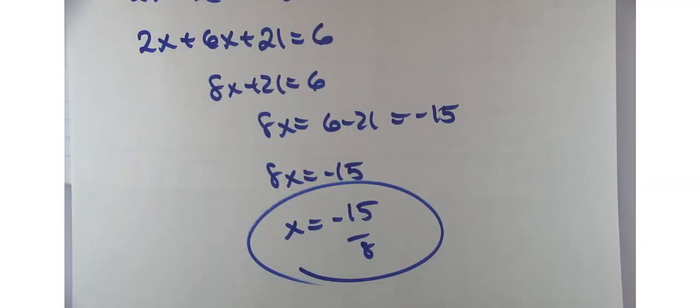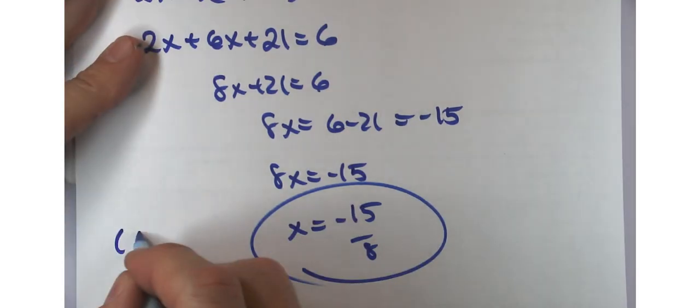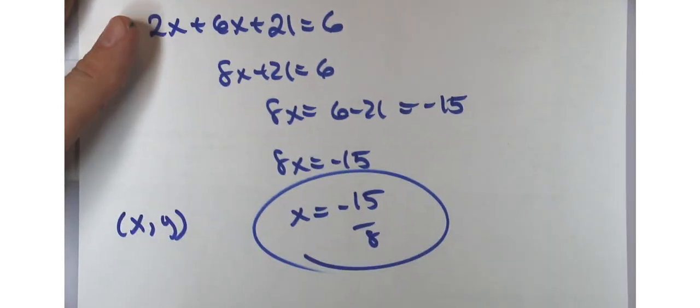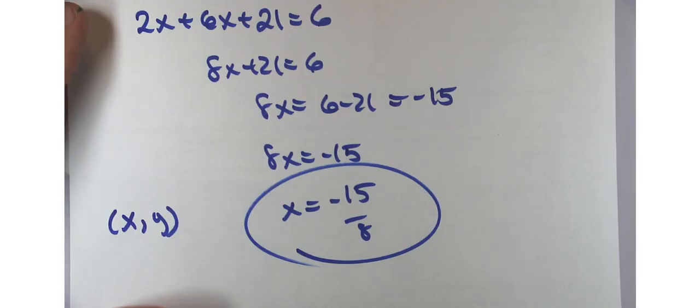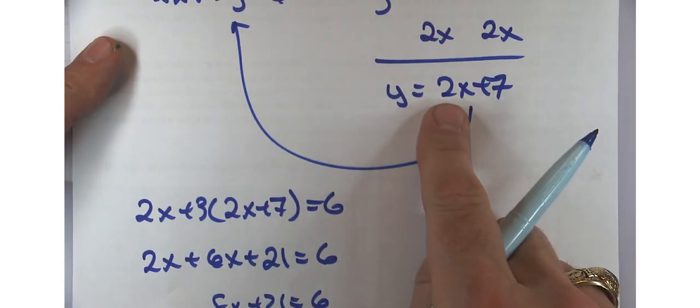Now, I guess there is one more thing that I have to do for a problem like this. And that is I have to figure out, well, what's the y value? Because remember, a solution to your system of equations is really where the two lines cross each other. And two lines cross each other at an x and a y coordinate. So I need to figure out the y coordinate now. So you got a couple places you can do that. I would take this equation here.